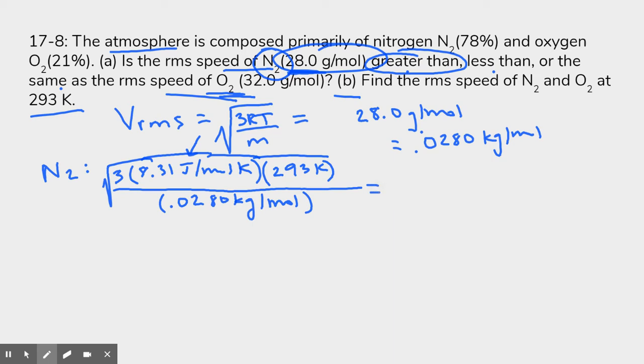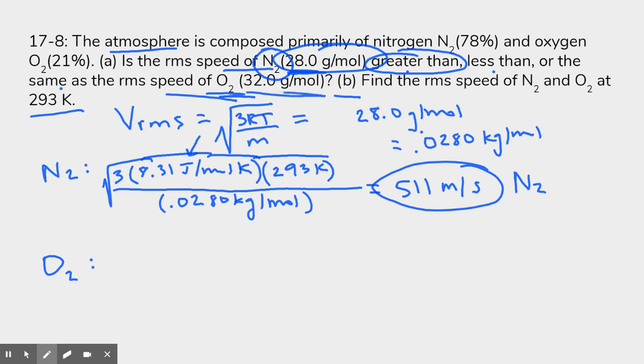We solved this, and you should see that the speed is 511 meters per second. So that's the root mean square velocity of N2. Y'all go ahead and do the same for O2, and then hit play when you're ready. After you have worked this problem out for O2, again, the only thing you're changing is this mass.